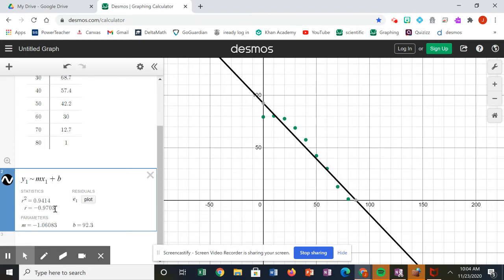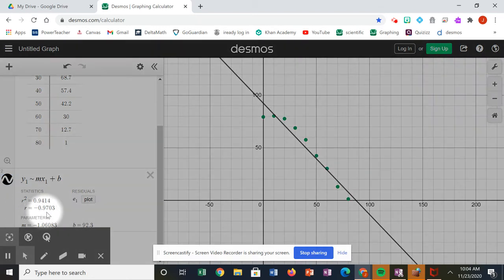The first one is this R value. That R, like we said, R is the correlation coefficient. So for this set of data that we were working on, the correlation coefficient is negative 0.97. And our slope is negative 1.06 approximately, and our y-intercept is 92.3. So we can use that. We can use the b and the m to write our equation, and then we can also find that correlation coefficient right here if we needed it.